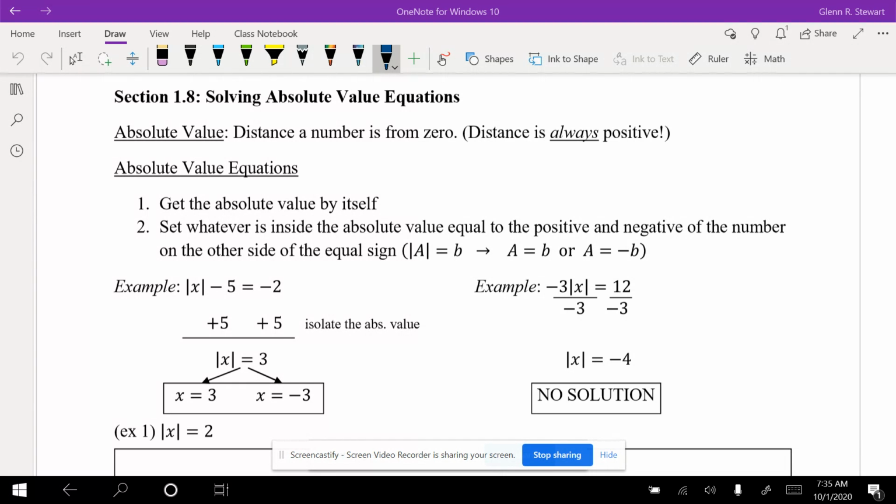But this is solving absolute value. Absolute value, as was said in class, is a distance the number is from 0. So distance is always positive. That's why we use absolute value in our notes.